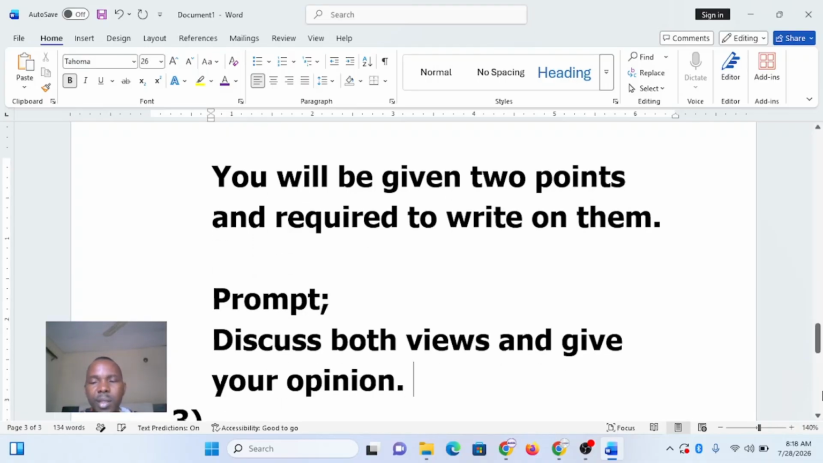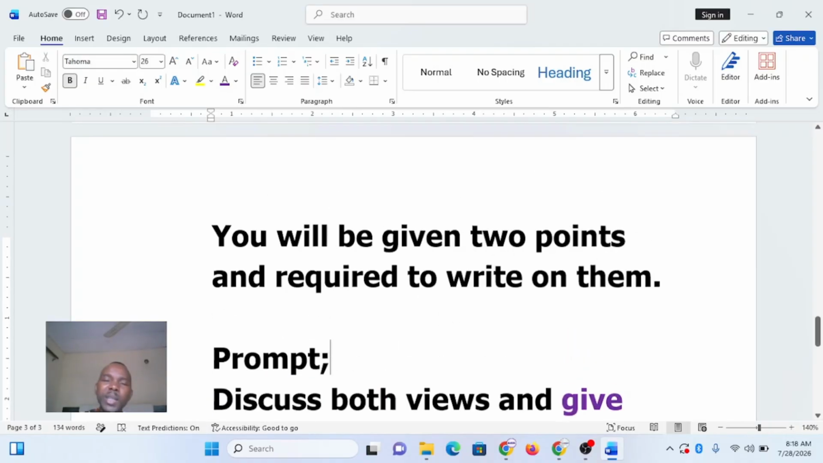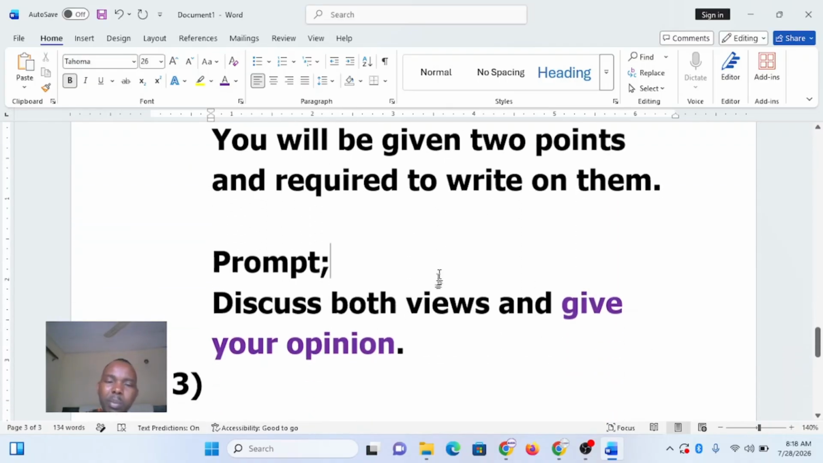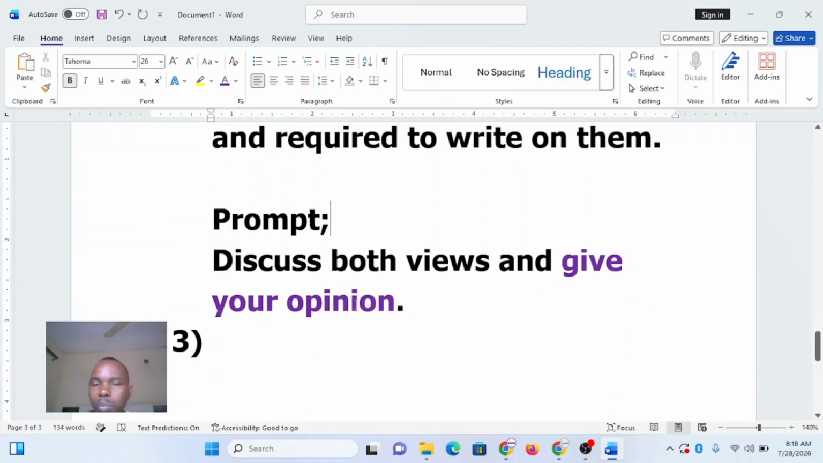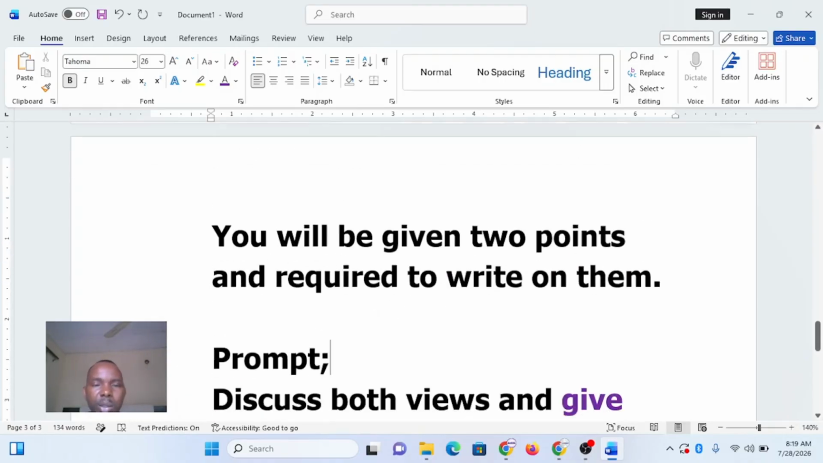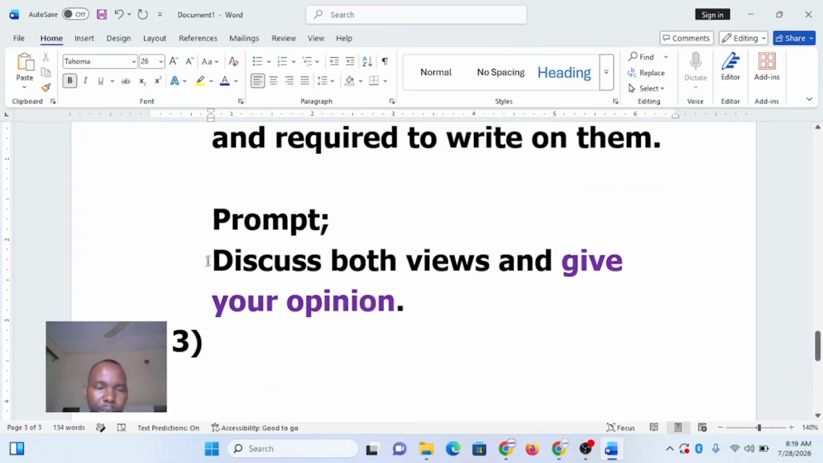Now, because of this "give your opinion" aspect of the prompt, some people usually mistake it for an opinion essay. In the opinion essay, you will remember that the prompt does not even carry the word opinion. They only ask you, do you agree or disagree? Or to what extent do you agree or disagree? So it is in the discussion essay that you have this prompt. It says discuss both views and give your opinion.